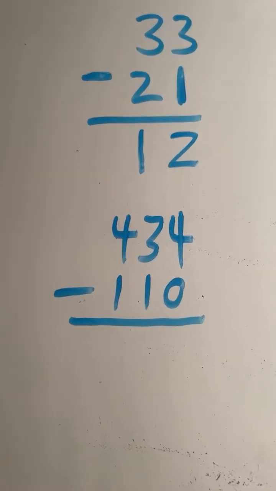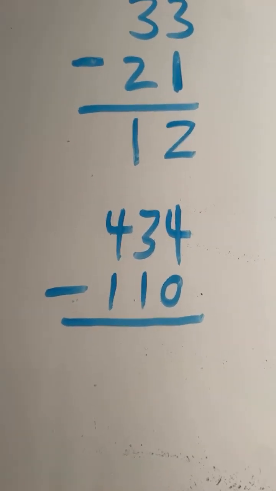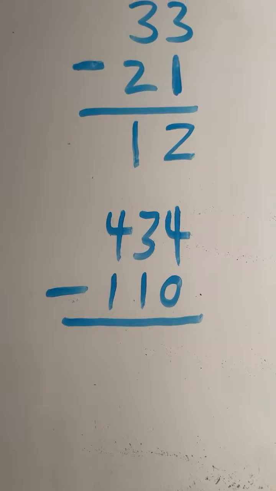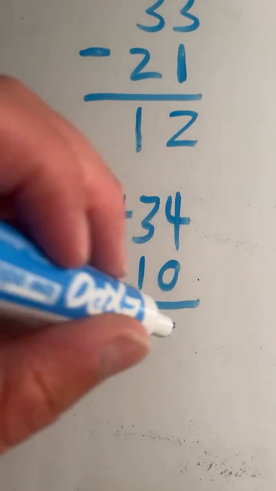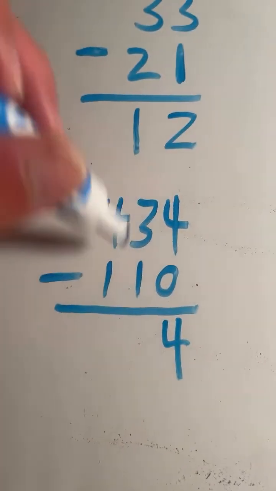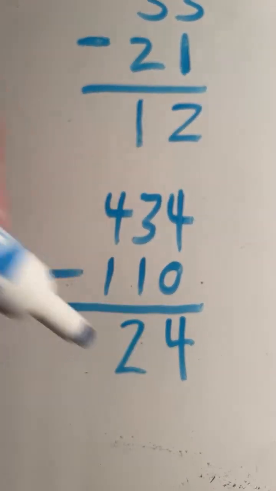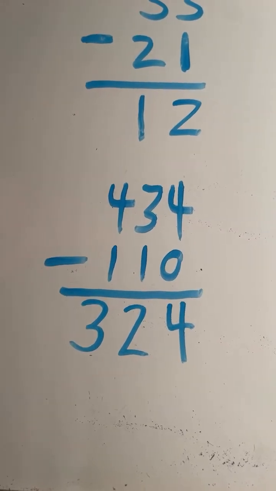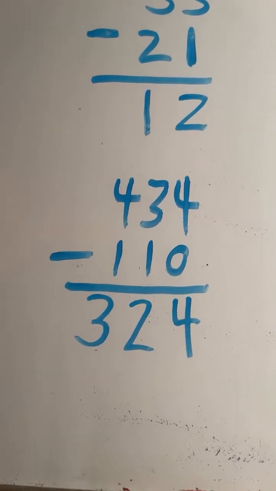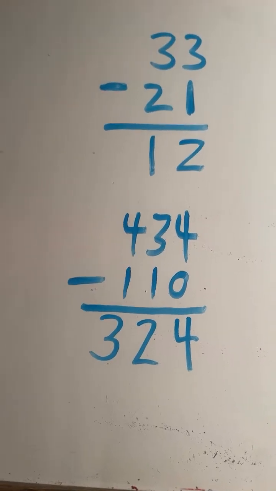434 minus 110. Now 3-digit subtraction without regrouping. Think of it as 3 separate single-digit problems. 4 minus 0 equals 4. 3 minus 1 equals 2. 4 minus 1 equals 3. 434 minus 110 equals 324.